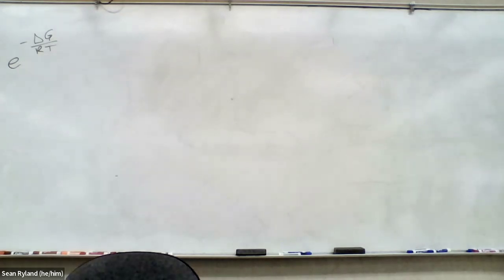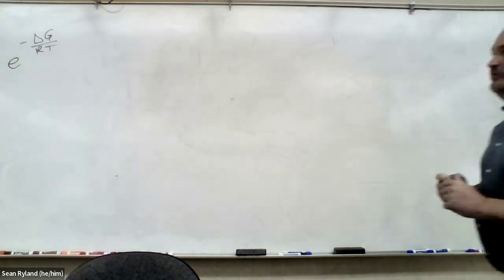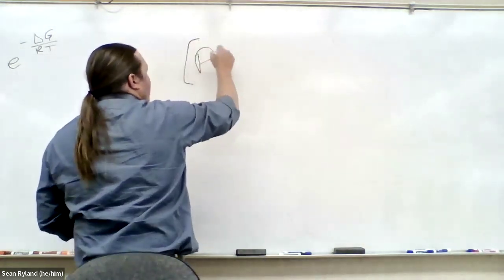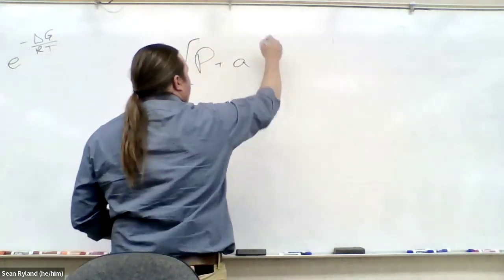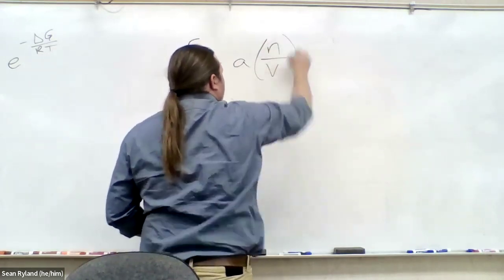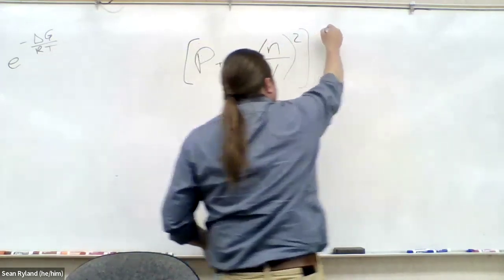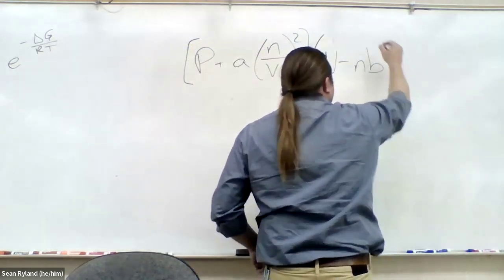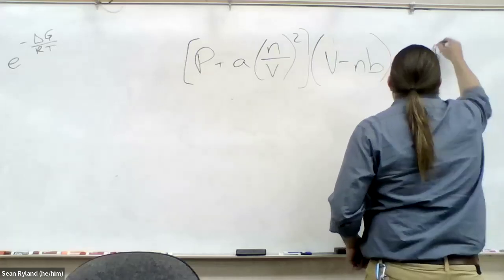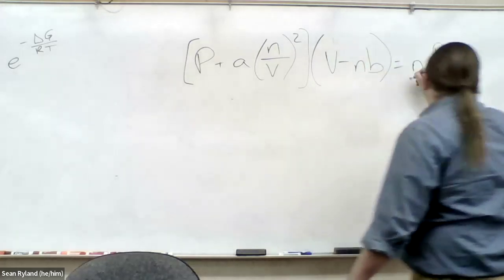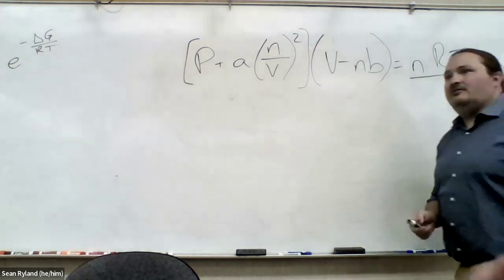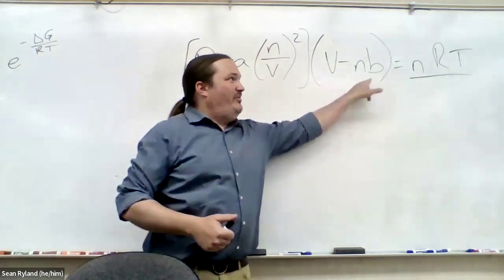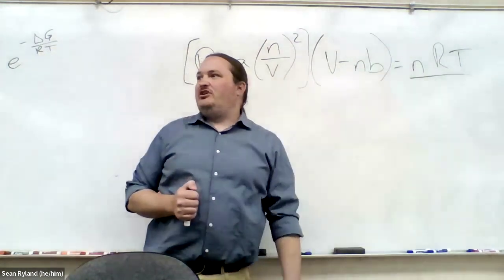Van der Waals equation looks scary, but it's really just PV equals nRT. Right? So you have pressure plus A times moles over volume squared, and then volume minus another constant times B equals nRT. Well, that part looks familiar at least, right? These two corrections are basically just taking into account those assumptions.